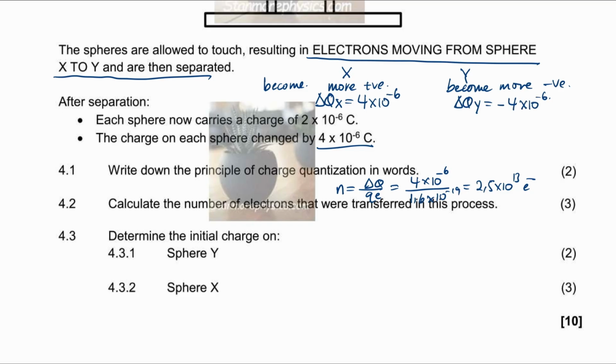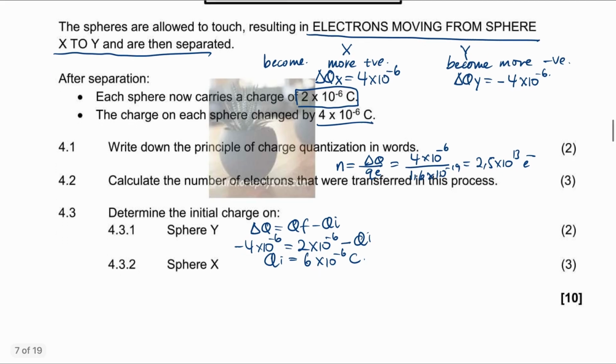So we can use the formula here. Delta Q is equal to Q final minus Q initial. The change in charge for Y is minus 4 times 10 to the minus 6. That's equal to, the final charge on each sphere is given to us as 2 times 10 to the power minus 6, so 2 times 10 to the minus 6 minus the initial charge. Now we can solve. The initial charge is going to equal 6 times 10 to the minus 6 coulombs.